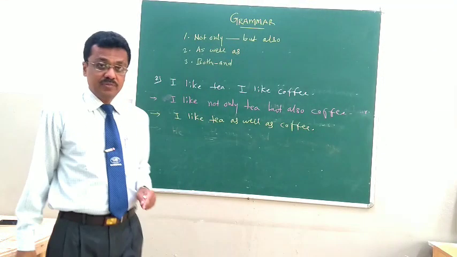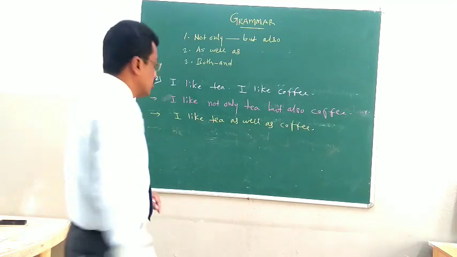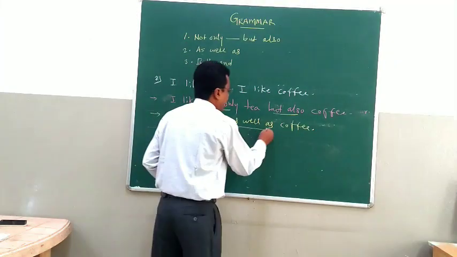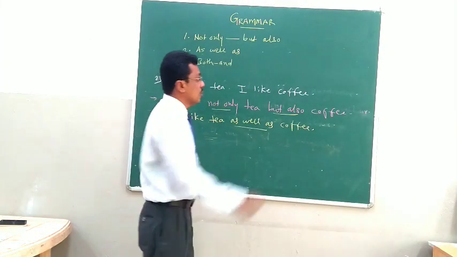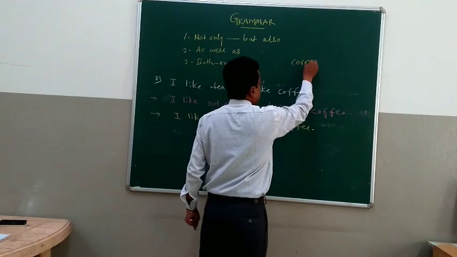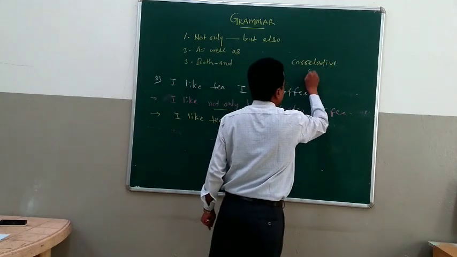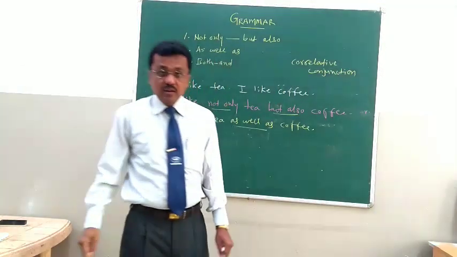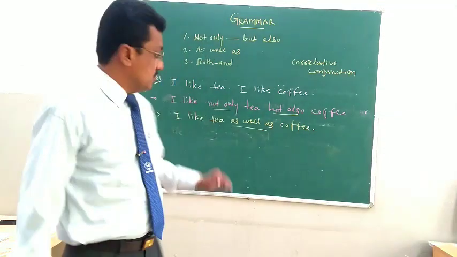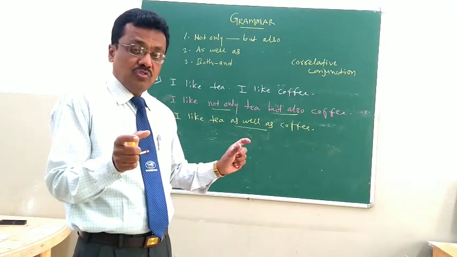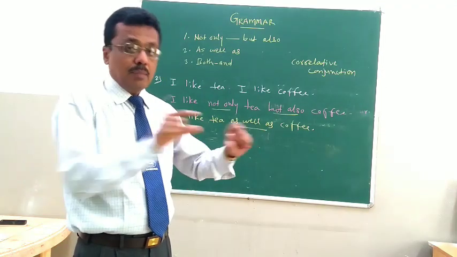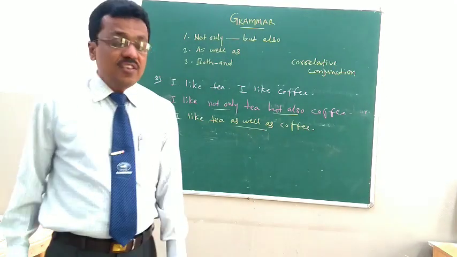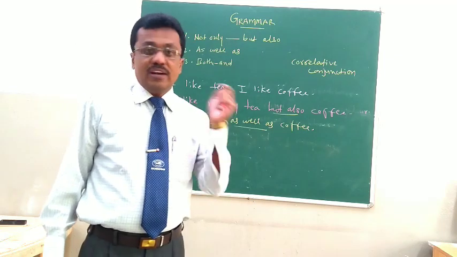As well as, not only but also. So see, not only but also, as well as, these are correlative conjunctions. These two conjunctions or this one conjunction is combining the sentence and relating the sentence. That's why these two conjunctions are known as correlative conjunctions.